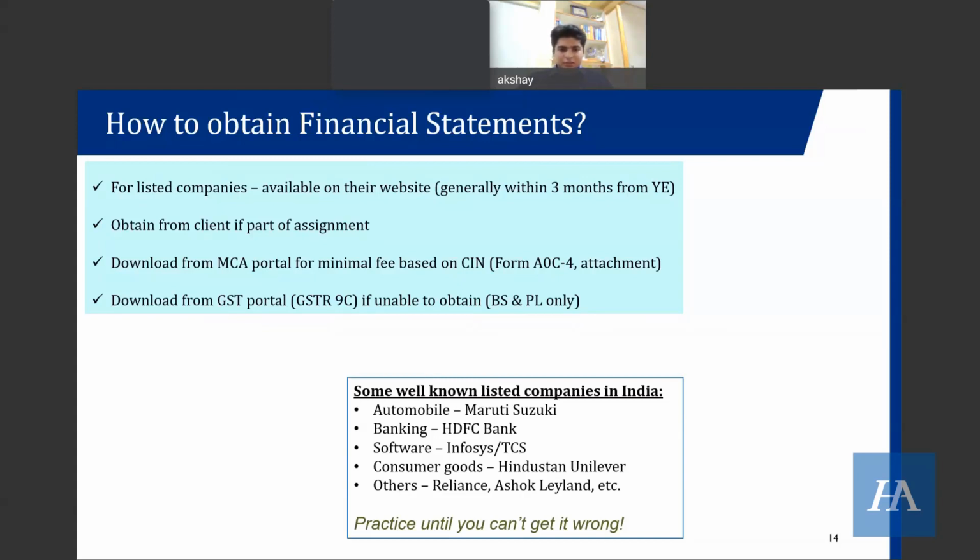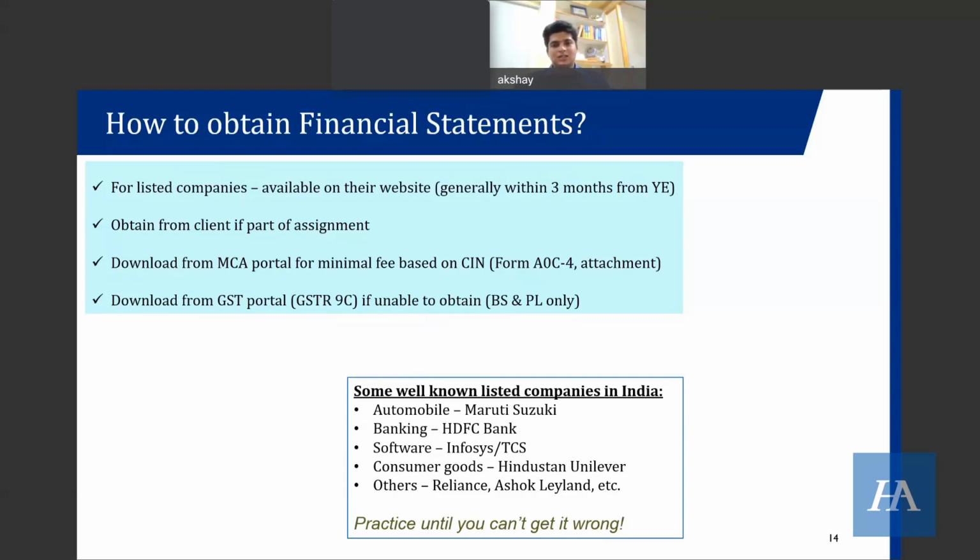So I've just given some of the well-known listed companies in India. One being Maruti Suzuki for automobile, banking, HDFC, software, we have Infosys, TCS, consumer goods, Hindustan Unilever. So why have I given various types of sectors? Because of the GST implications for various types of sectors. So one dealing with manufacture, one dealing with banking, one dealing with services, one dealing with consumer goods, retail. So there are other types of industries also which you can look at.